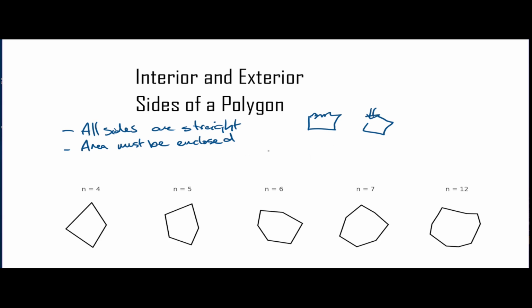So imagine that you're looking down from a satellite at a swimming pool. If the water is leaking out of the swimming pool, it's not a polygon. So if you have a look, all of these are indeed polygons. All of the sides are straight and all of the sides meet each other. There is no funny business going on. There are no gaps. There are no holes.